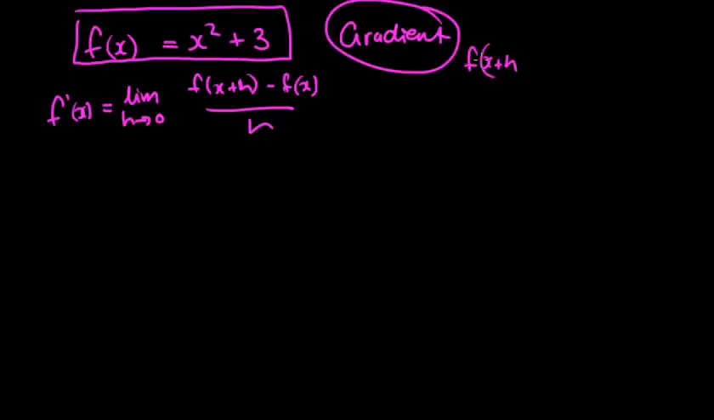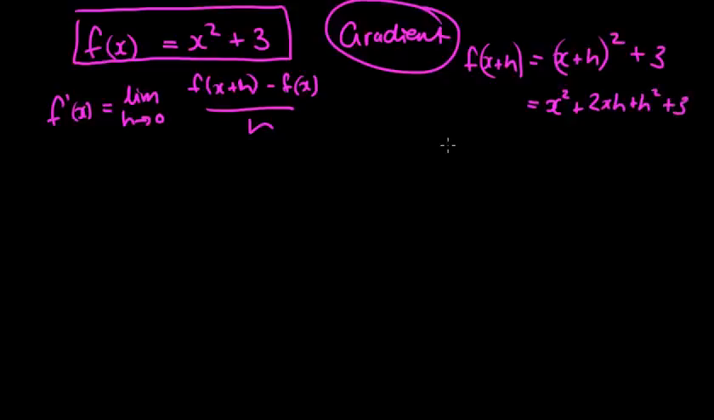Now we can do that nice and easily, because all we're doing, instead of having the x in here, is replacing it with x plus h. So I've got x squared, so I'm going to put x plus h where the x was, plus 3. Again, I'm simply putting x plus h where the x was. Now let's simplify that. If I square this, we get x squared plus 2xh plus h squared plus 3. So now I have everything that I need.